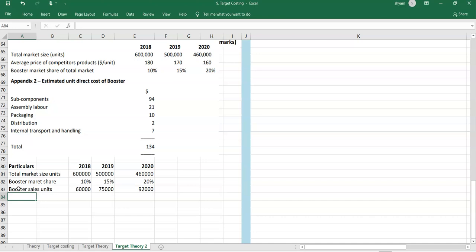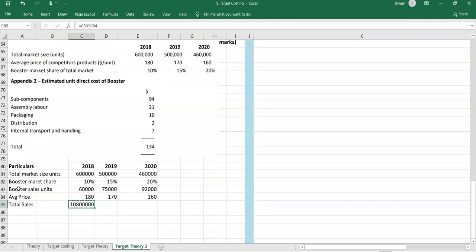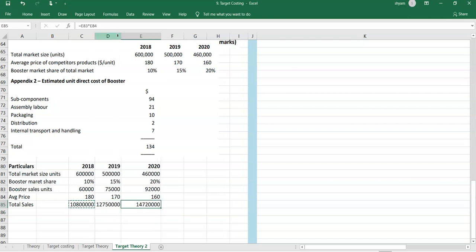And now we'll get the price. So the average price is going to be 180. So this is the total sales of the company. Okay, this is the total sales of the company.